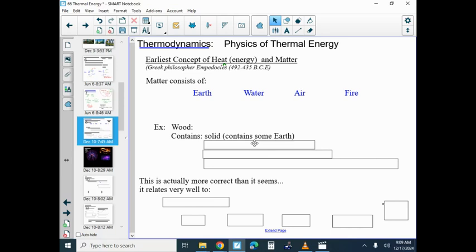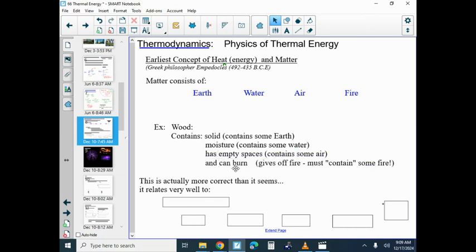So if you think about wood, it's solid, so it contains some earth. It has moisture. If you squish wood, liquid sometimes squishes out, or when wood's burning, sometimes water bubbles out of it, so it contains some water, which it literally does. You can compress it, so it has some air, and it can burn, so it must have had some fire in it, whatever that means.